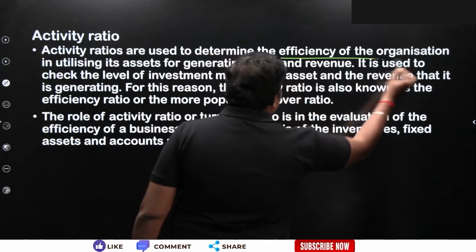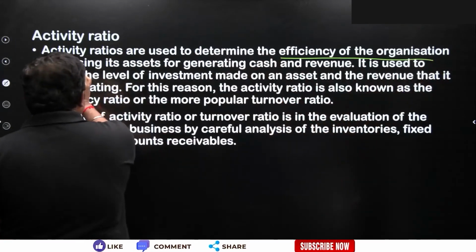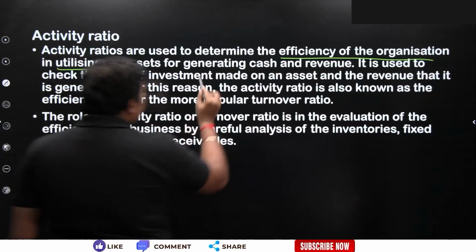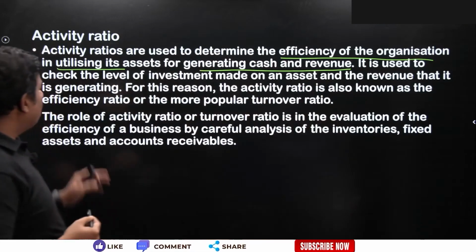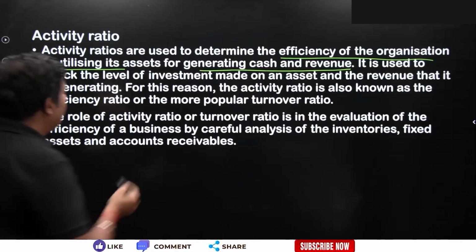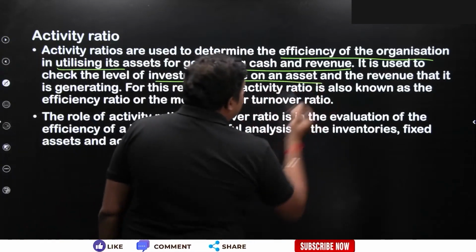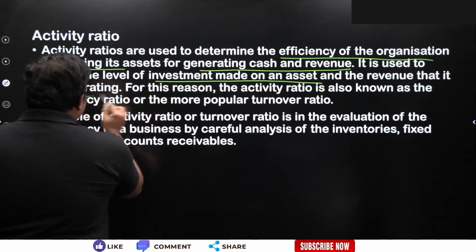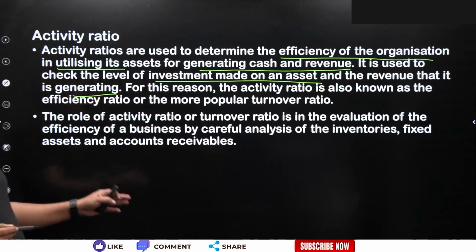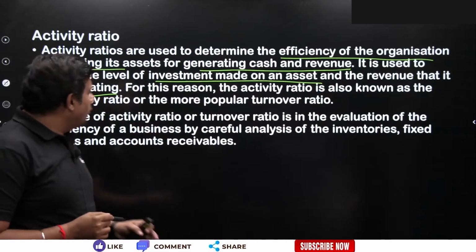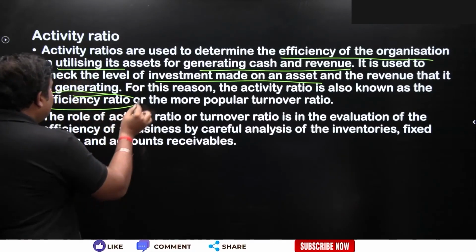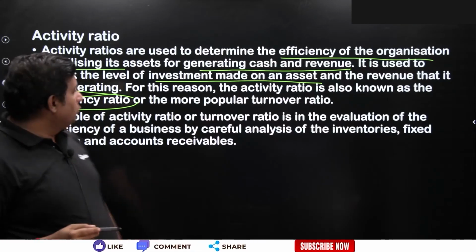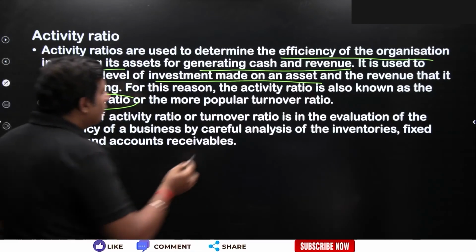of the organization in utilizing its assets for generating cash and revenue. It is used to check the level of investment made on an asset and the revenue that is generated from it. For this reason, the activity ratio is also known as the efficiency ratio. So, the other name of activity ratio is efficiency ratio. We can also call it turnover ratio.